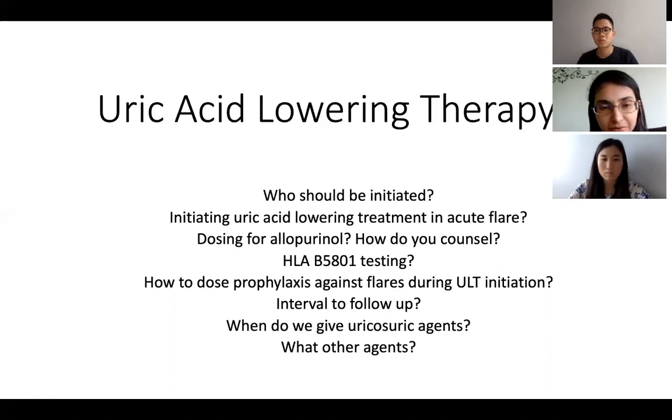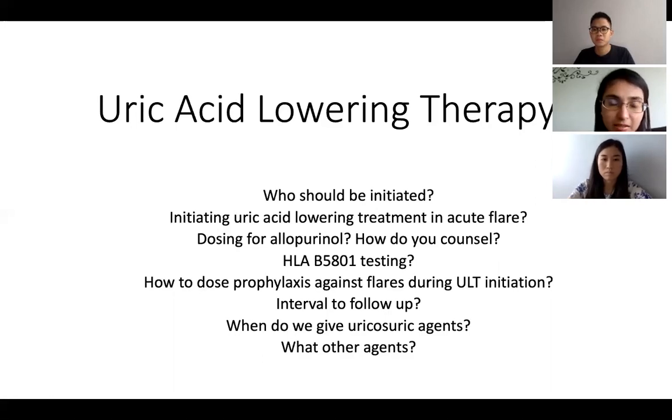The other agents that we have are the uricosuric agents, which you have mentioned. These agents may be combined with, say, allopurinol or febuxostat, especially if they haven't attained their target. It's not uncommon to see patients being on both. Some of the agents that we have are probenecid, benzbromarone, and lesinurad.